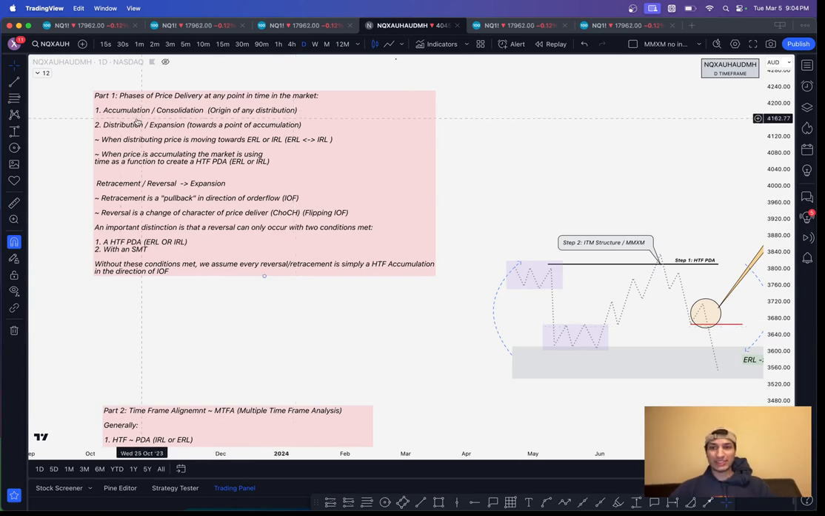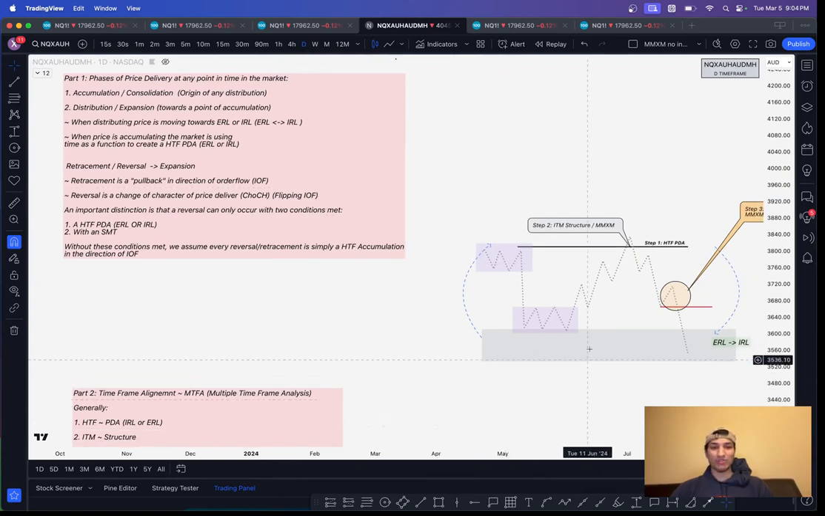So let's really contextualize this. An accumulation or a consolidation is the origin or the starting point of any distribution. The market generates liquidity through an accumulation, and then it distributes towards a point of accumulation. Understanding this nuance that the market is either itself accumulating or expanding towards a previous area of accumulation is the basis for thinking about ERL to IRL on the higher time frame.